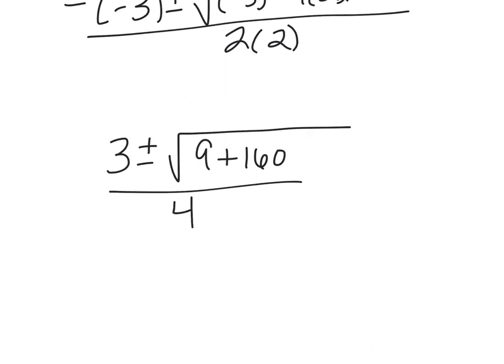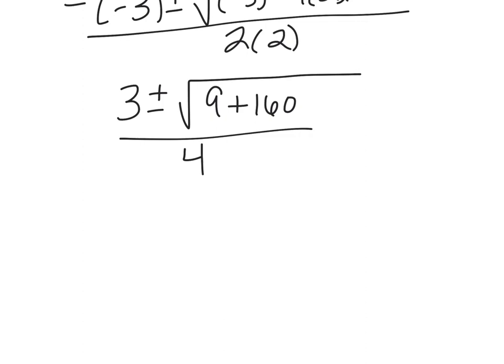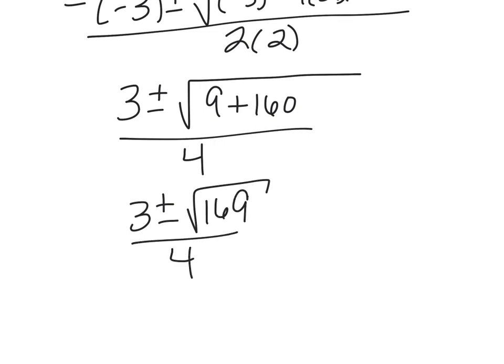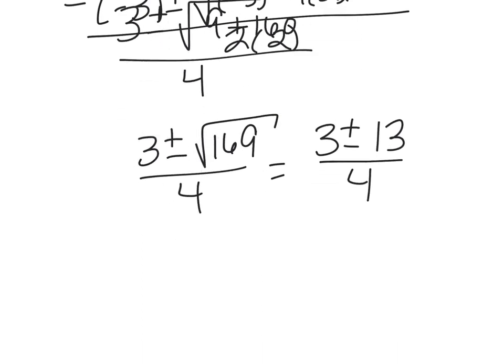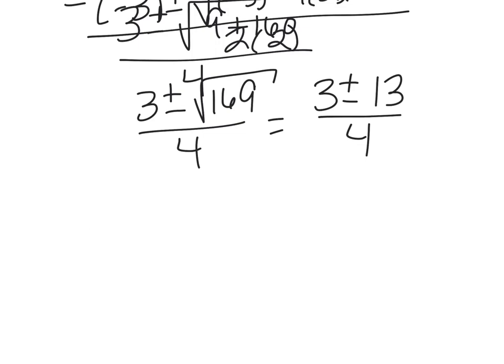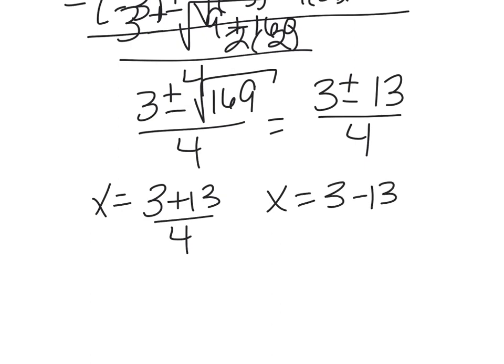Oops. Okay, so now I combine what's underneath the radical sign. So 3 plus or minus the square root of 169 over 4. And the square root of 169 is 13. So I have two x-intercepts here, 2 zeros, 2 solutions, 2 roots. I have x either equals 3 plus 13 divided by 4, or x could also equal 3 minus 13 divided by 4.